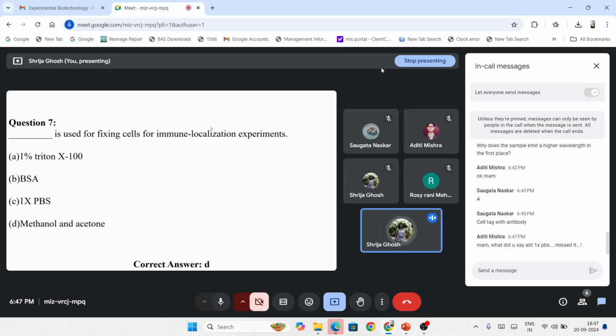1x PBS is a buffer. It's a phosphate buffer saline. PBS stands for phosphate buffer saline. So it will not do anything. Generally, it's used for washing the cells.